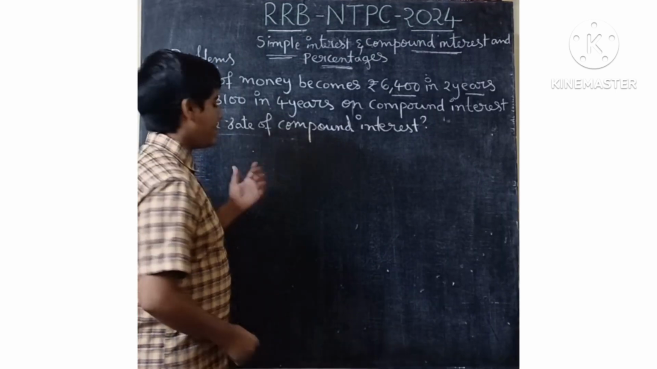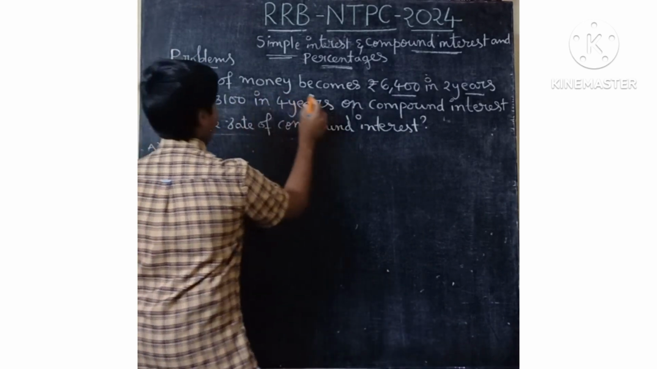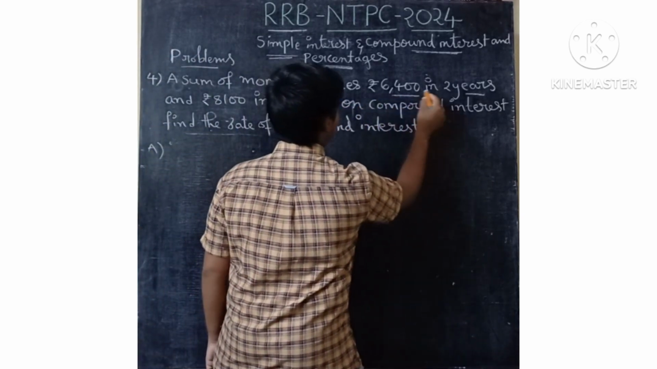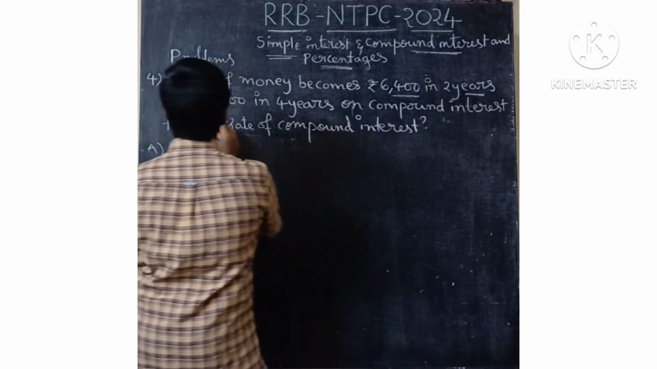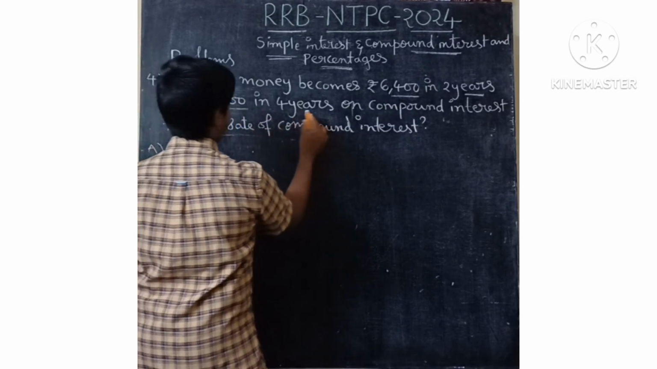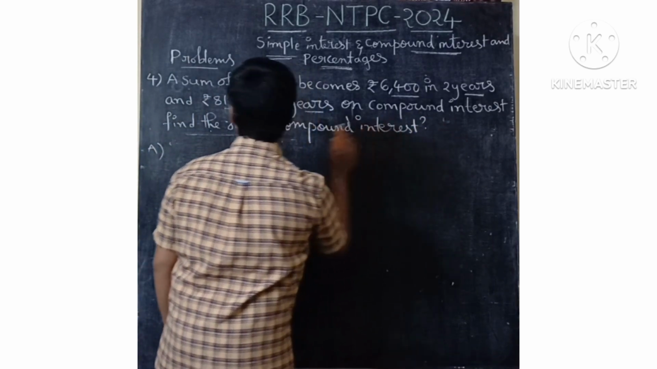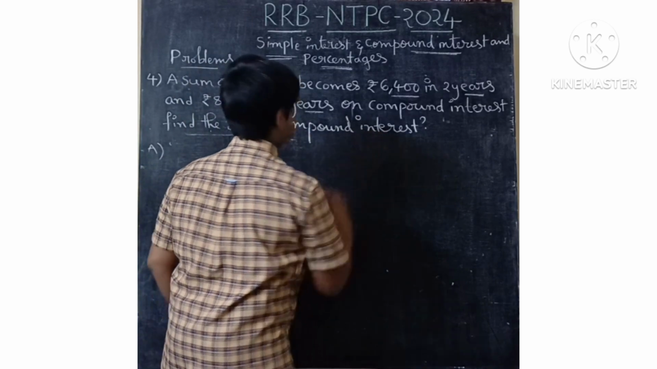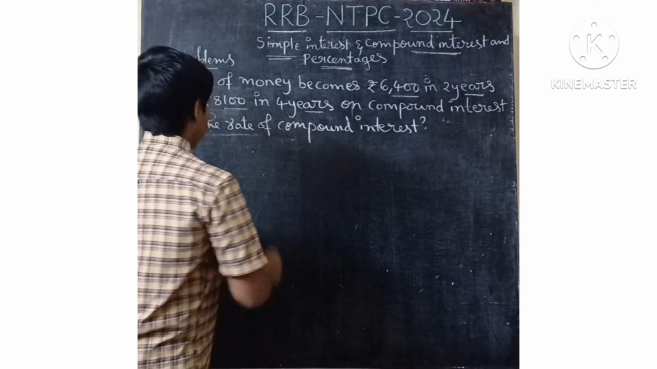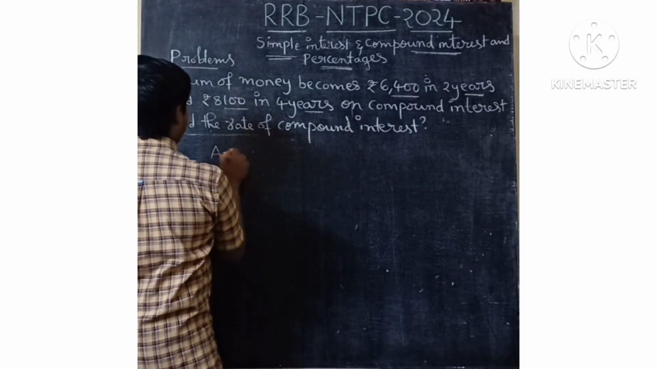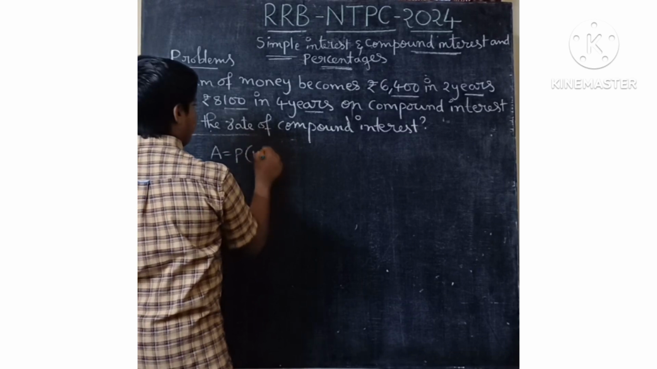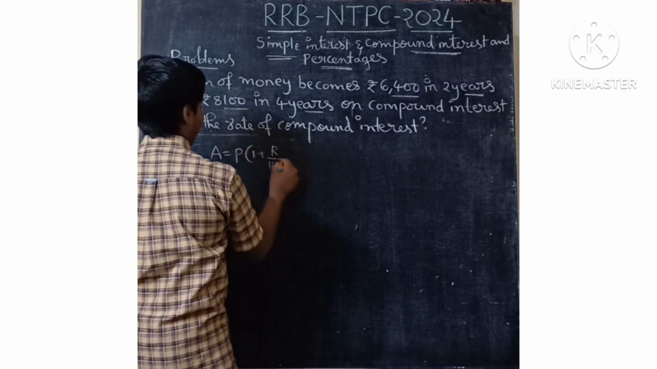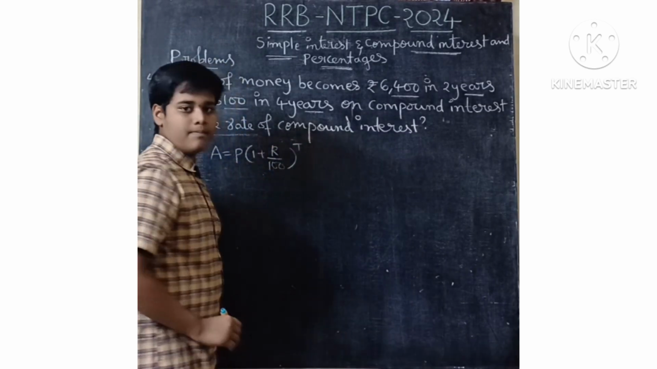Okay. If you see the fourth question, a sum of money becomes 6,400 in 2 years and 8,100 in 4 years on compound interest. Find the rate of compound interest. So the formula is P into (1 plus R by 100) whole power T.